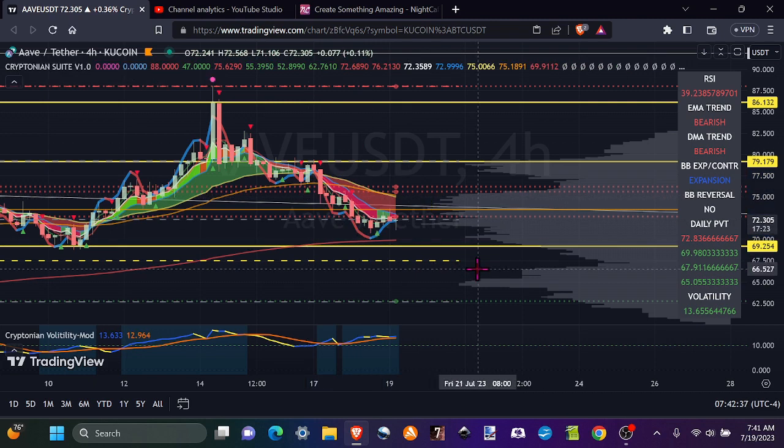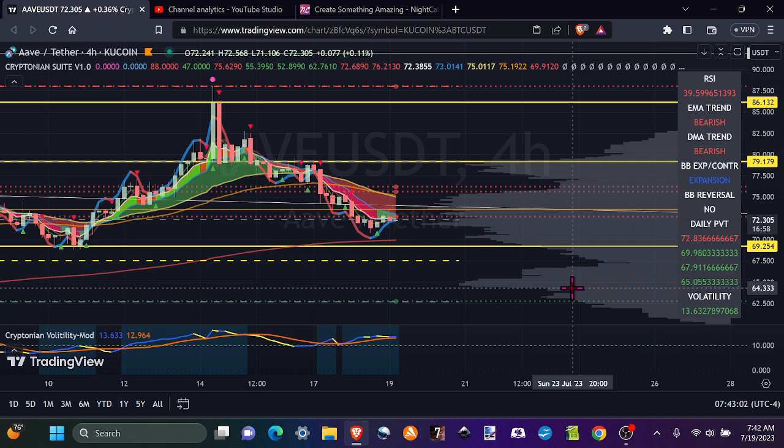pullback, this correction cloud, the red cloud there. EMA bearish, DMA bearish. Although DMA, if we get above the point of control, that DMA is going to flip bullish. We're in expansion, reversal, no, not yet. Daily pivot is 72.83. We are currently below that. Not much. And support is 69.98, 67.91, and 65. These are the support areas.